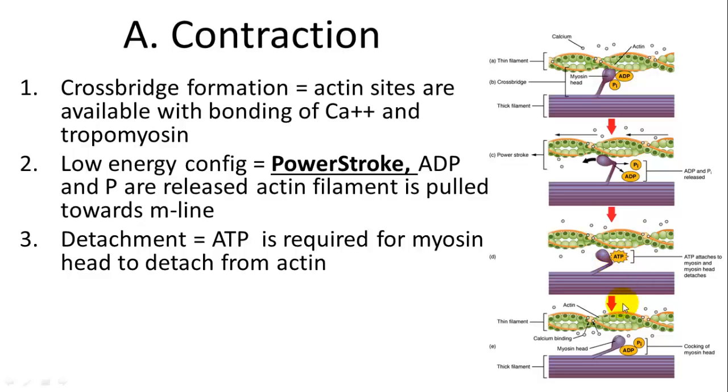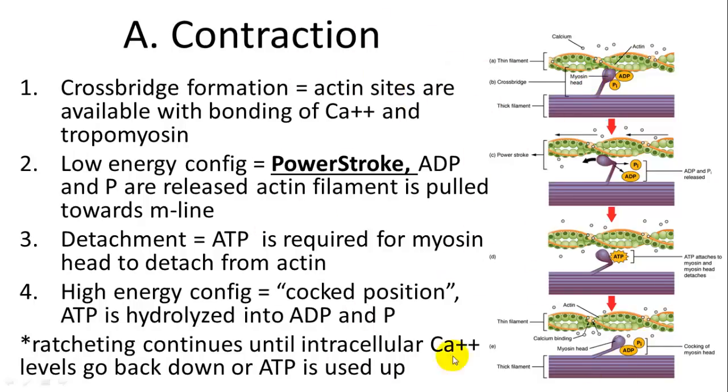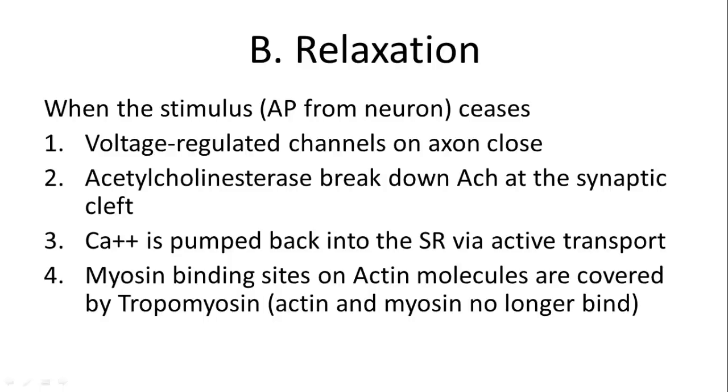It then needs more energy to move back, and so the cocked position is hydrolyzing that phosphorus and creating ADP and P from the ATP. And then it goes back to the first. So this goes back in continuous fashion until the intracellular calcium levels go back down and the troponin and tropomyosin sites are blocked. And when that occurs, relaxation occurs.